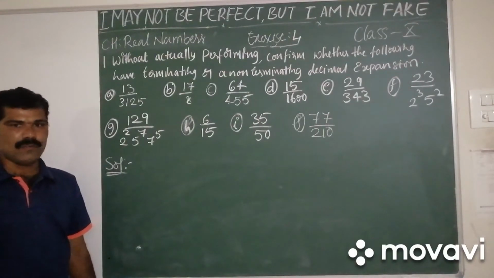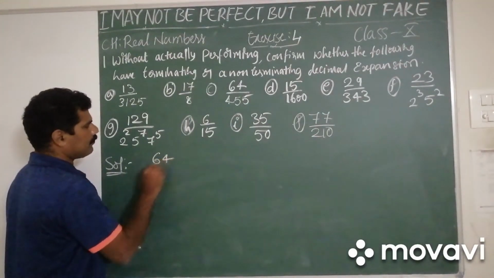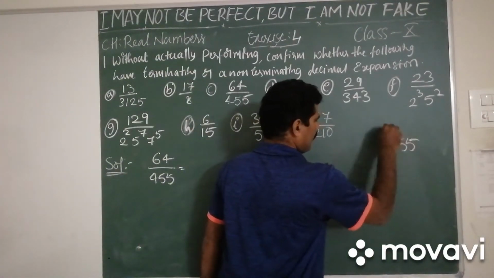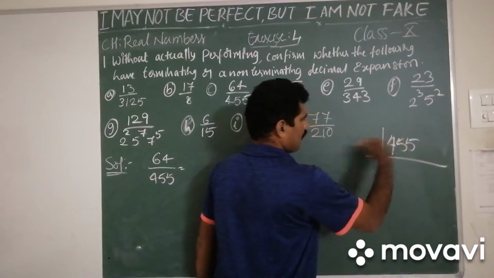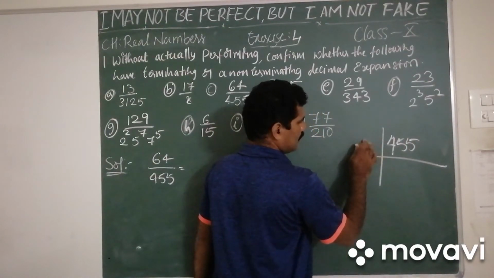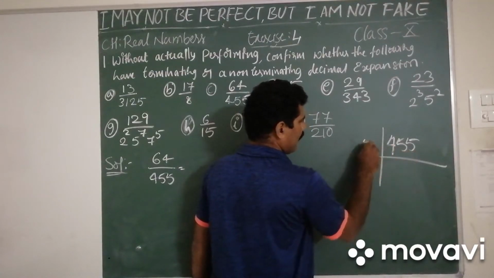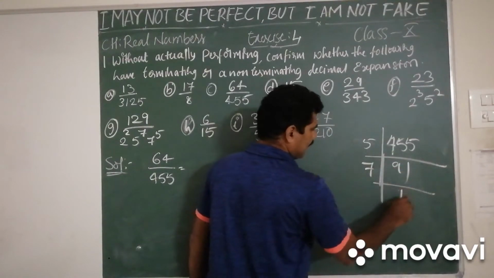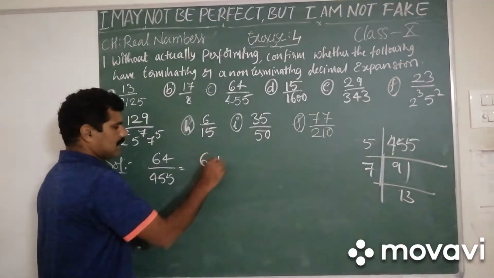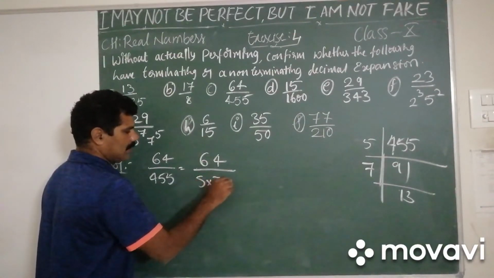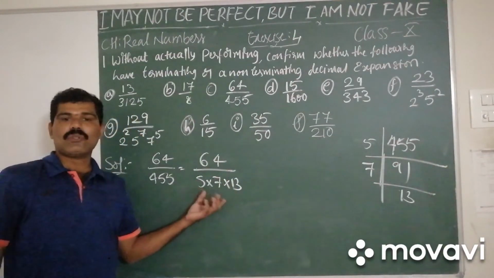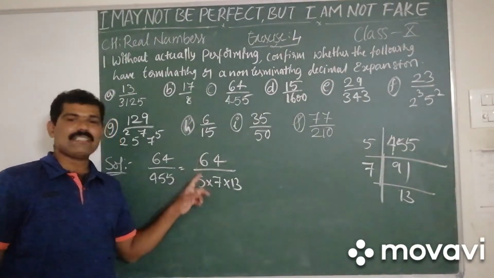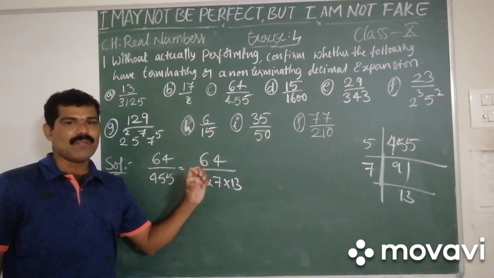Now the third one, that is 64 by 455. We have to write 455 as a product of prime factors. Let me start with 3, no chance. 5 nines are 45, 5 ones are 5. The next prime number is 7, 7 times 13. So this can be written as 5 into 7 into 13. Now see, this is not in the form of 2 to the power of n into 5 to the power of m. So this will not give you a terminating decimal.